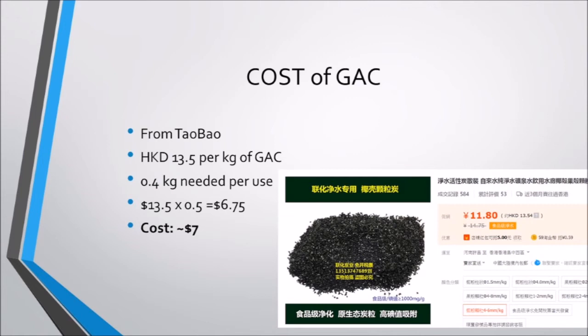And for the cost, from our web search in Taobao, just like eBay in China, we know that 1 kilogram of GAC is around 30.5 Hong Kong dollars. As we need 0.4 kilograms of GAC per use, the cost is around 30.5 multiplied by 0.4, which is around $7 per use, which is a relatively cheap material to use to filter water.